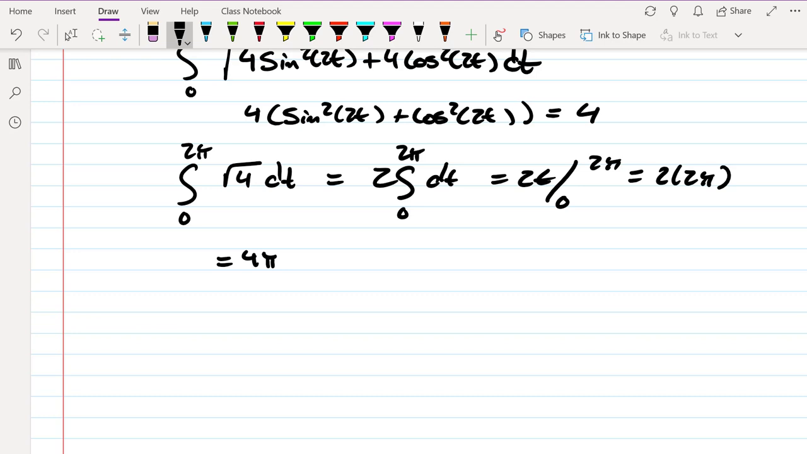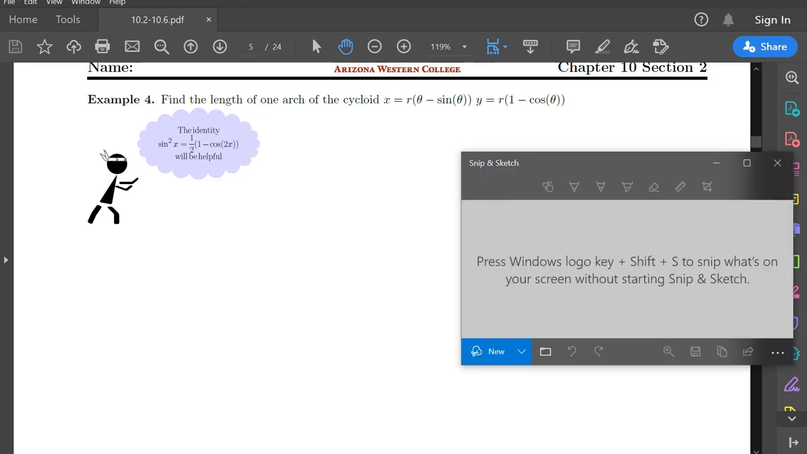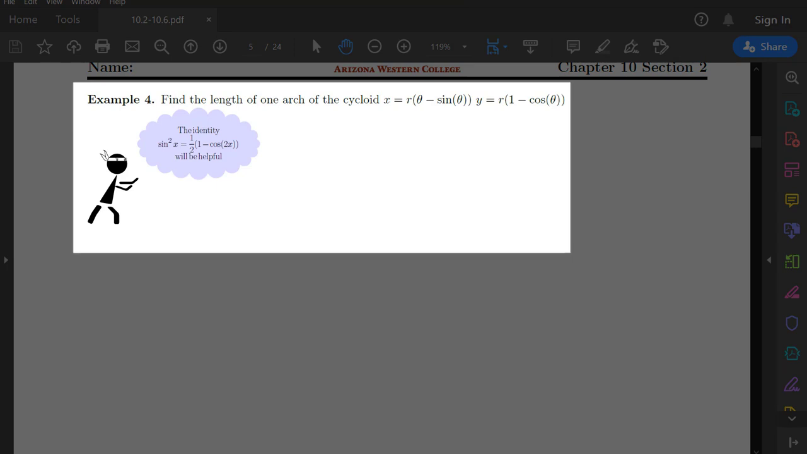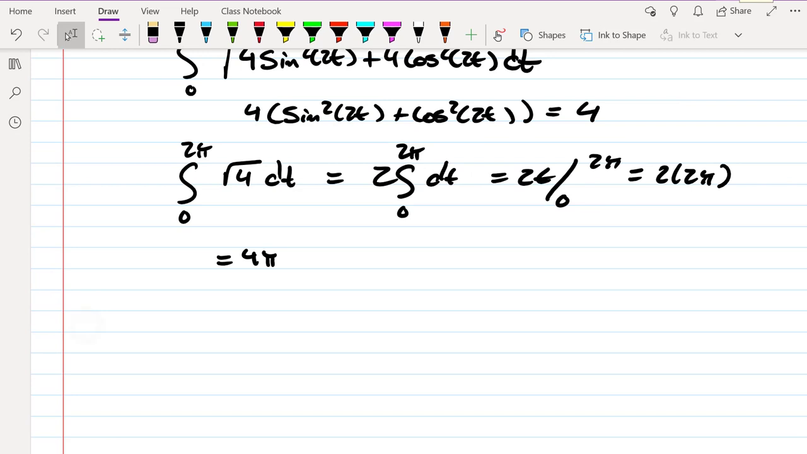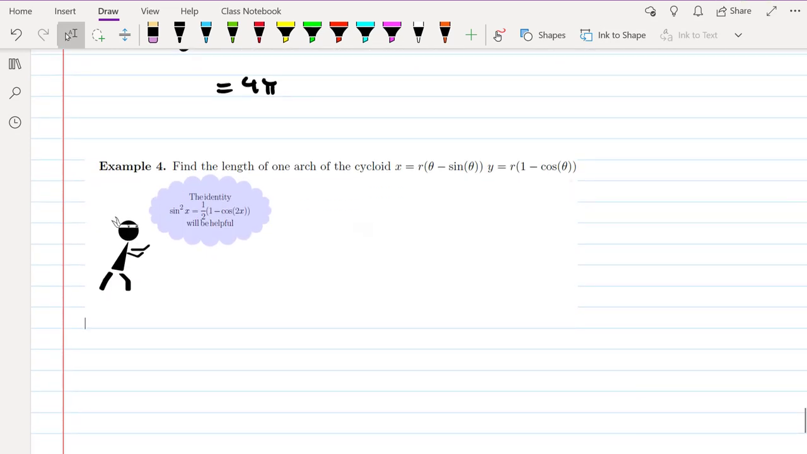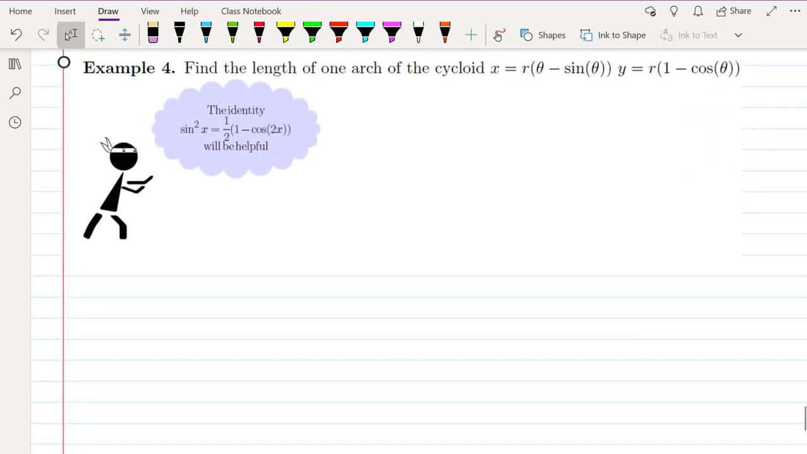All right, so let's look at our last example. Find the length of one arc of the cycloid, x equals r theta minus sine theta, and y equals r times 1 minus cosine theta. And our hint ninja shows up to let us know that we'll probably want to use this identity at some point. We used one related to it earlier when we were finding the area.